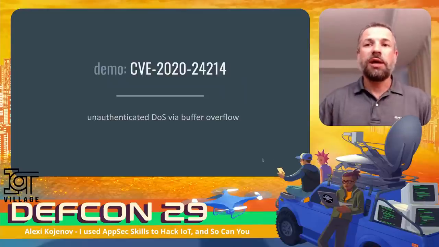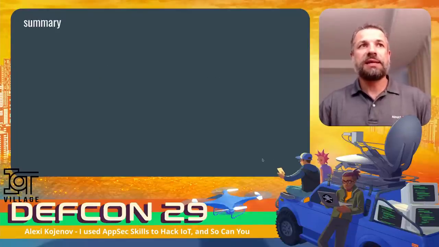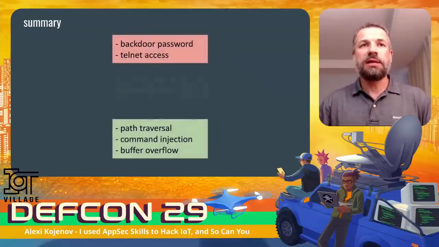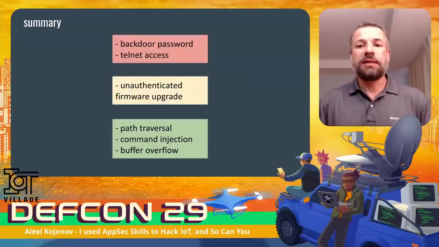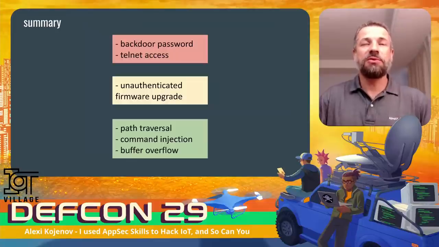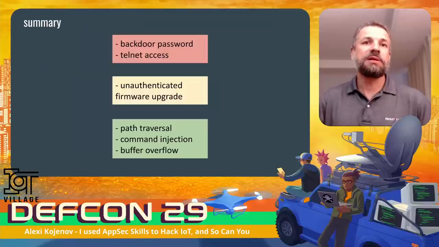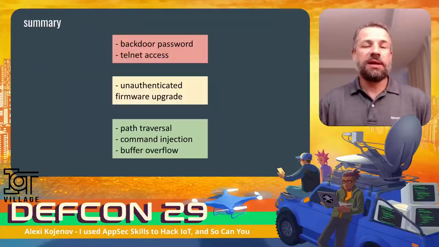In summary, we have several vulnerabilities that I'd like to put in three categories: red, green, and yellow. The two issues in the red category are the intentional vulnerabilities. Somebody actually programmed that backdoor on purpose, and somebody decided to leave the telnet open with a trivial password. This is not good and completely unacceptable.